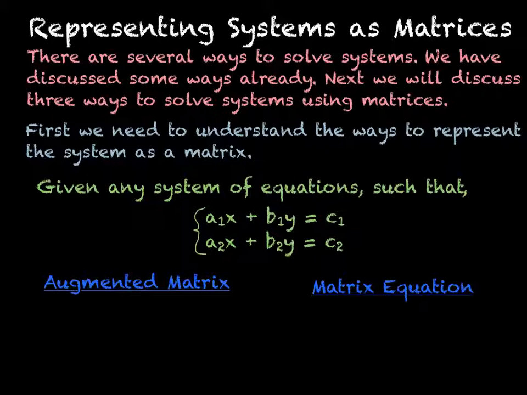If we are given any system of equations such that a sub 1 times x plus b sub 1 times y equals c sub 1, the a sub 1, b sub 1, and c sub 1 all being just numbers, and the other linear equation would be a sub 2 x plus b sub 2 y equals c sub 2. So if I wanted to write this as an augmented matrix, I would have my matrix and I would write down my coefficients. a sub 1, b sub 1, c sub 1. And then my second equation was a sub 2, b sub 2, c sub 2.